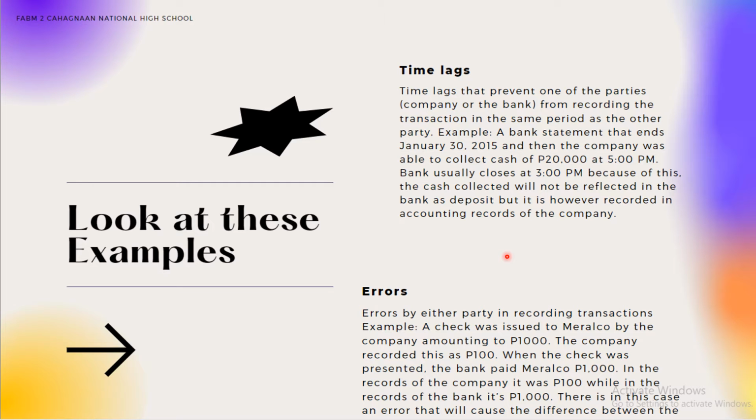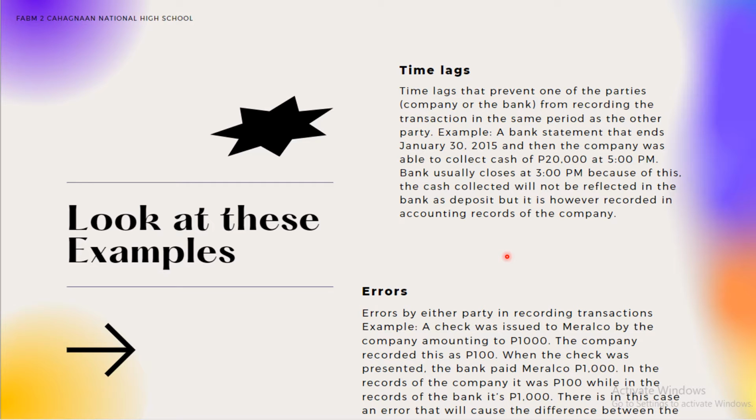January 30, 2015 at 5 p.m. Nakatanggap ang company ng 20,000 pesos. So, na-record ni company ang 20,000 pesos na na-receive niya. But, however, hindi na ito maaaring i-deposit sa bangko dahil it is closed na. Closed na yung bangko by 3 p.m.